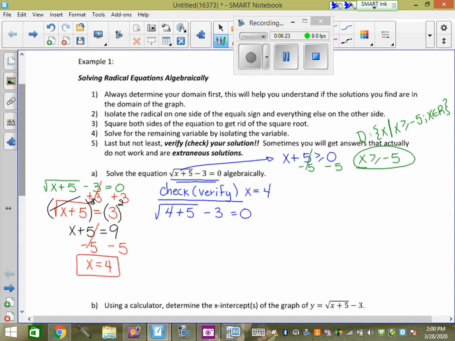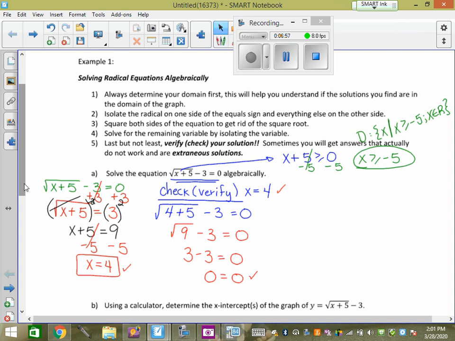And the key thing to verifying or checking is you never move anything from the left side to the right. You never move anything from the right side to the left. You literally just substitute in and then work your way down the left, work your way down the right, and see if you get the same answer. So square root of 4 plus 5 is square root 9 minus 3 equals 0, not moving anything from one side to the other. Square root of 9 is 3 minus 3 equals 0, and I get 0 equals 0. They match. Check mark. Yes, this works. I know my solution's correct.